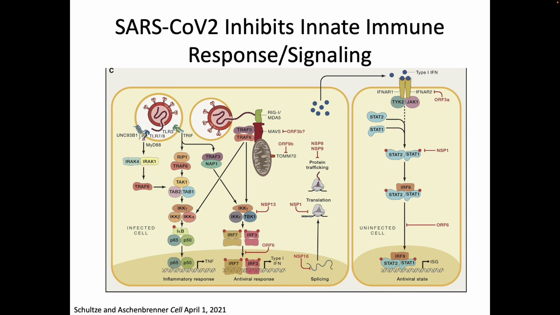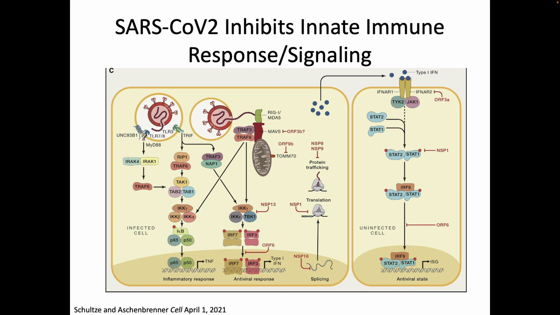One thing to note, because sometimes this comes up when I show this slide, so you can see here the different proteins that are doing the inhibition, ORF3b, ORF9b, NSP8, NSP9, NSP1, NSP13, ORF6, NSP16, etc. One protein name that does not show up on this slide is S for spike.